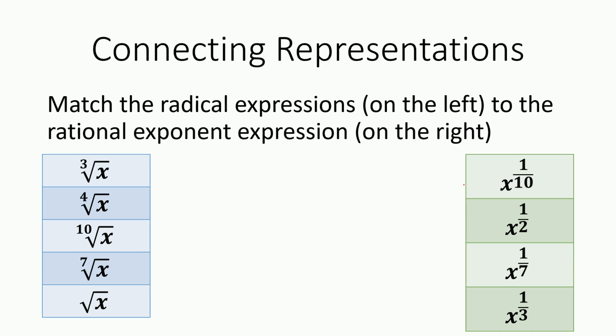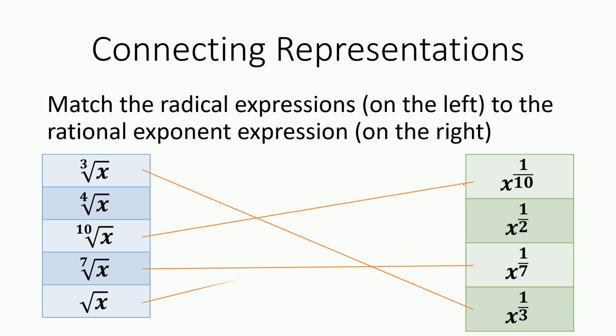In making the connections, what you should have noticed was that the third root connected to the x to the 1/3, and the 10th root connected to the x to the 1/10, 7 with the 1/7, and then the last one, even though there's not a 2 there, we connect it with the x to the 1/2, and that's because we assume that there's a 2 here, even if there isn't. So sometimes it's helpful to write the 2, but you should know that if there's no root there, then that would be considered a square root, which is the second. And it goes with x to the 1/2.